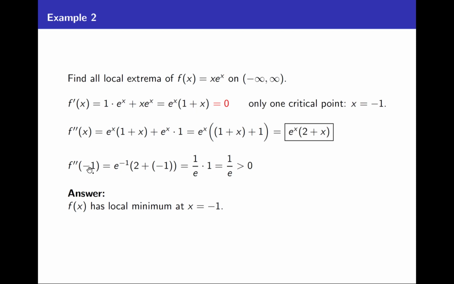Because at that critical point, minus 1, the second derivative was positive. Positive means minimum. And there's no local maximum because there was only one critical point, minus 1. We've already considered it. There's a minimum there. If there was a local maximum, it would show up at some other critical point, which we don't have.